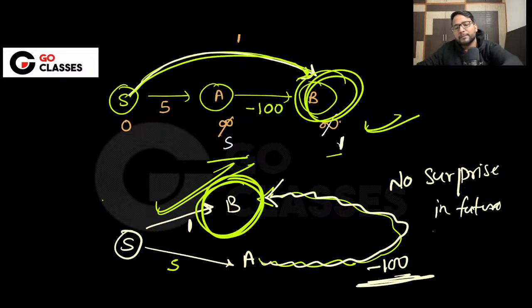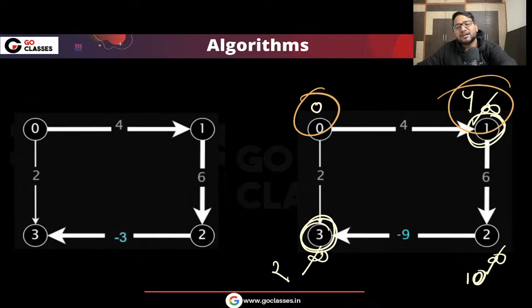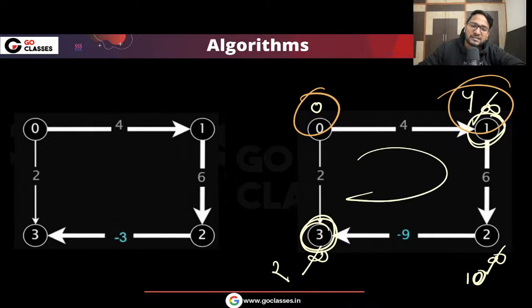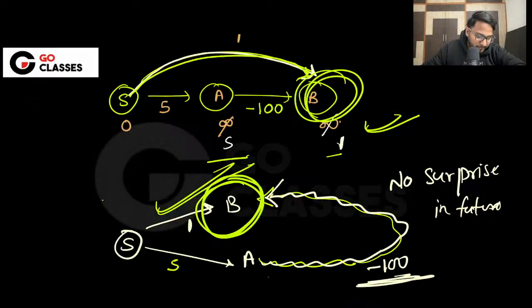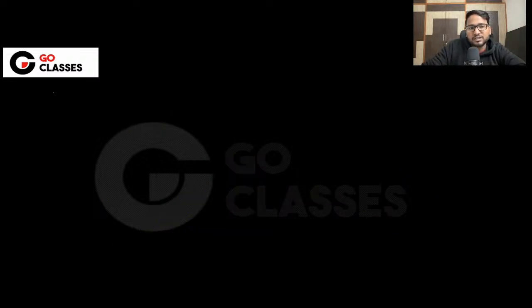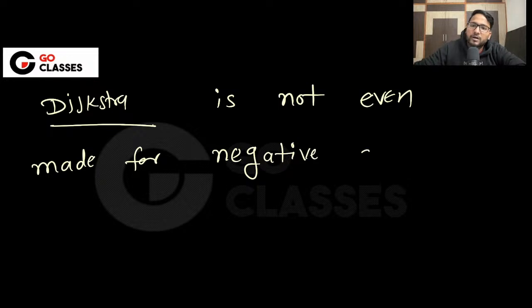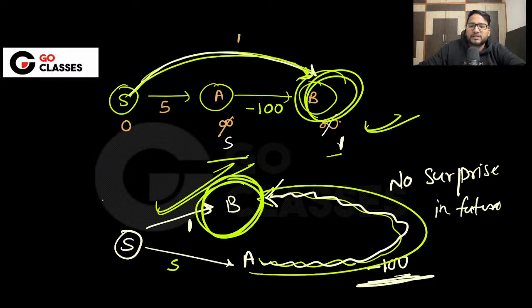So the thing here is that Dijkstra is working here but failing here, right? Failing in this example. So Dijkstra is not even made for the negative edges, right? You can say Dijkstra or Dijkstra, whatever you want to pronounce. This is the basic assumption in Dijkstra that in future there is no surprise.